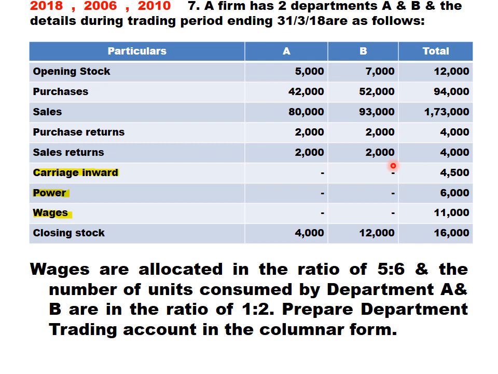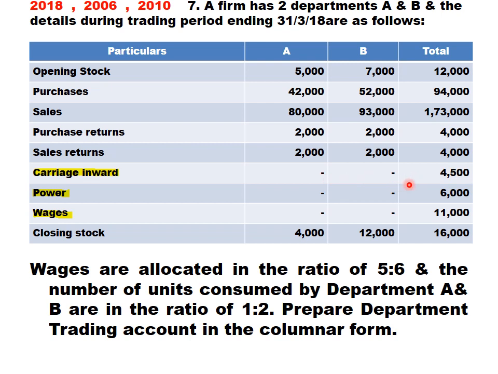So students, the area of concentration is only 3 for you. How to distribute carriage inward 4,500. How to distribute power 6,000 and how to distribute wages 11,000. So you need to concentrate more on only these 3 issues. How to distribute these 3 among A and B.